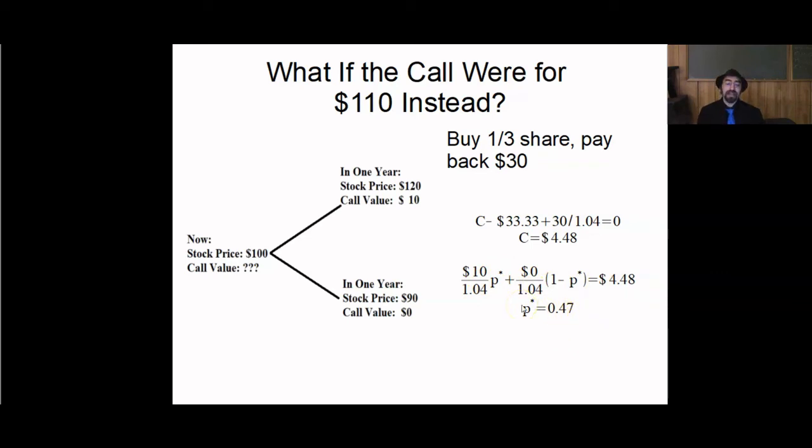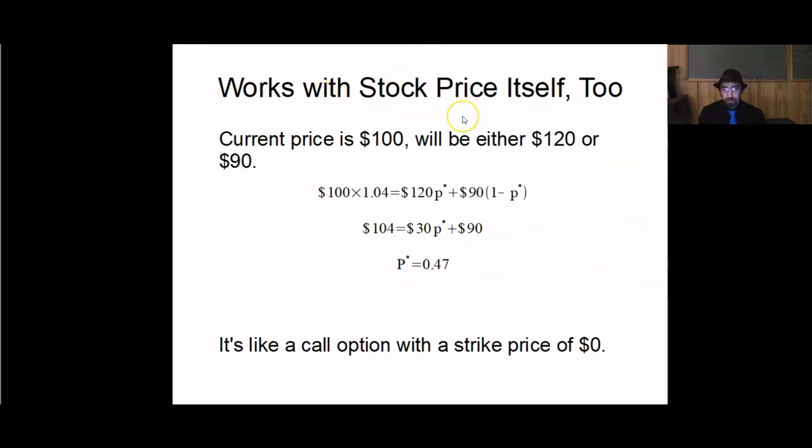And you can even do that in the case where it's a call value of 0. That's the same as just saying, what's the value of the stock price? So you can do this with the stock price itself, too. If the current price is 100, it will be either 120 or 90. Okay? So when you account for 1 year of interest, 100 times 1.04 would be 120 P star plus 90 times 1 minus P star. Algebra happens, and you, again, get P star is 0.47.